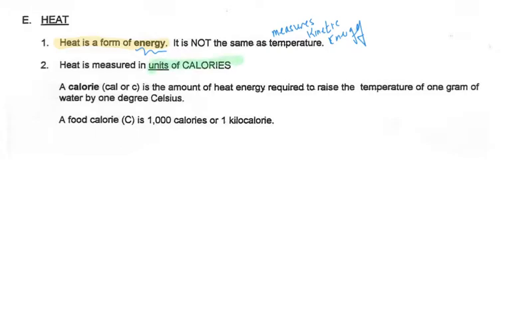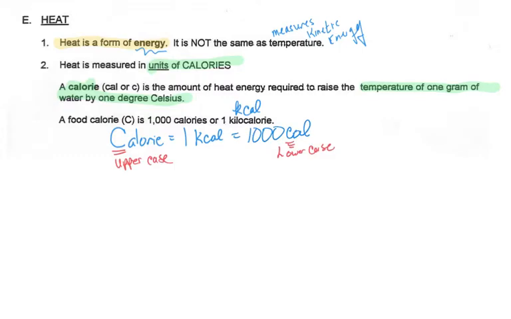1 calorie is the amount of energy required to raise the temperature of 1 gram of water by 1 degree Celsius. A food calorie is actually what we call a kilocalorie. It is 1,000 times larger than a scientific calorie. So we'll talk a little bit more about how heat is used in our diet.